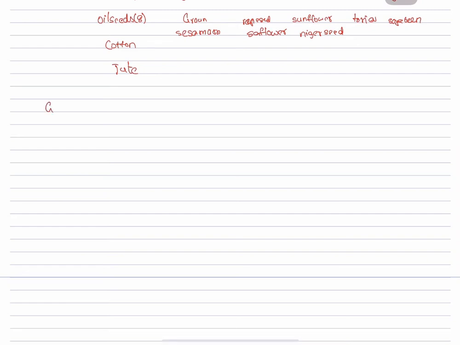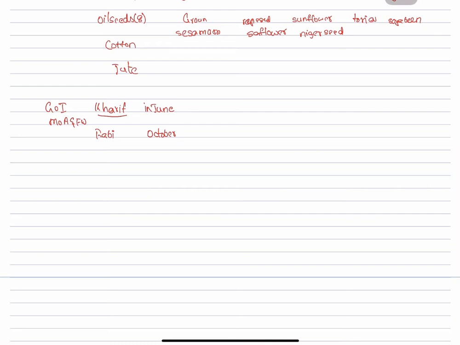The government of India announces the MSP before sowing, that is in June for the Kharif crops, and in October, usually in October, for the Rabi crops. So, for Kharif crops, the government of India through the Ministry of Agriculture and Farmers Welfare announces the MSP in June, and for Rabi crops it announces the MSP in October.